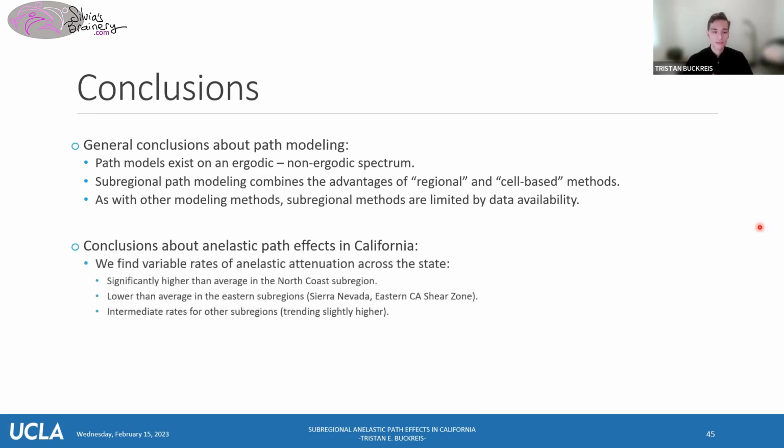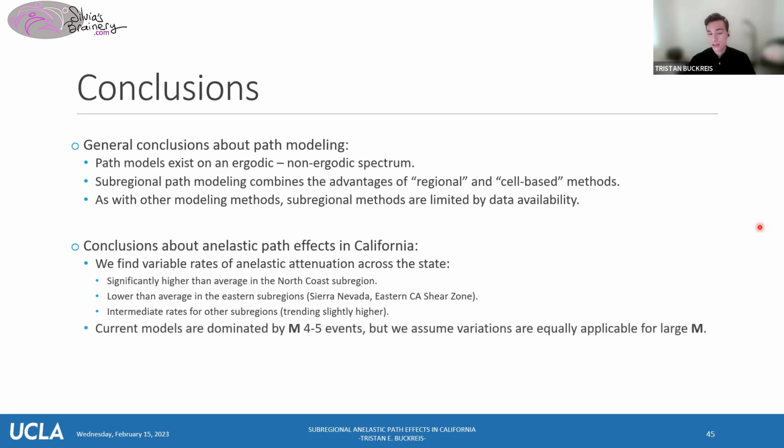When it comes to California, the big findings are that we see variable rates of anelastic attenuation across the state: significantly higher than average in the North Coast, lower than average in the eastern parts of the state, being the Sierra Nevada and the Eastern California shear zone, and intermediate rates for the other subregions that may trend slightly toward higher rates of attenuation. The current models are dominated by small magnitude data, so there's an implicit assumption that these variations are applicable for large magnitudes. That's yet to be seen.